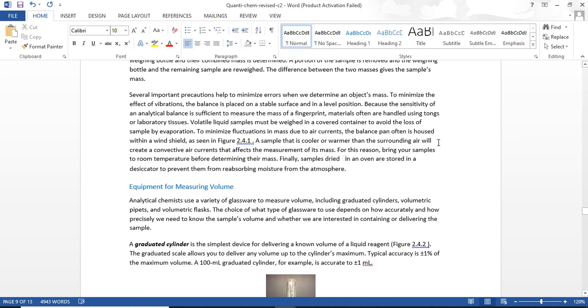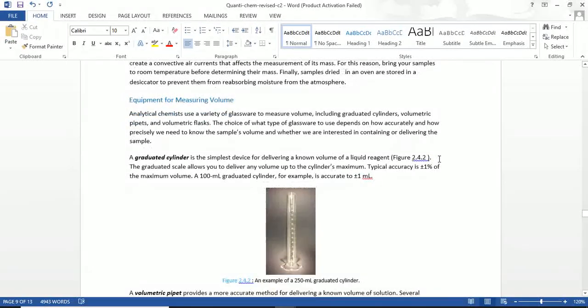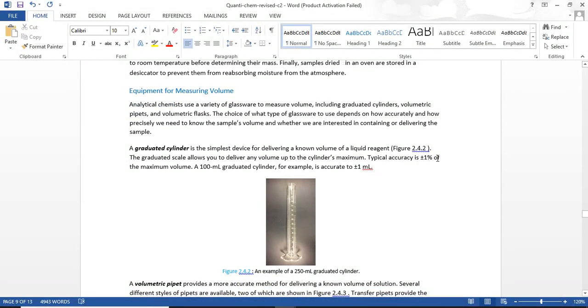A sample that is cooler or warmer than the surrounding air will create a convective air current that affects the measurement of its mass. For this reason, bring your sample to room temperature before determining its mass. For example, samples that come from the refrigerator are cold, so let them stabilize at room temperature before measuring. Finally, samples dried in an oven are stored in a desiccator to prevent them from reabsorbing moisture from the atmosphere.